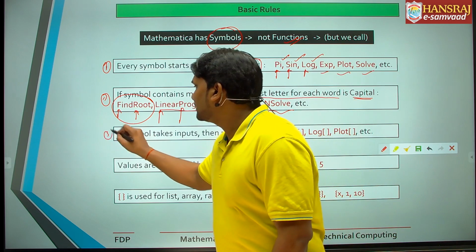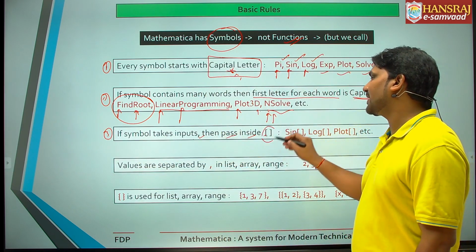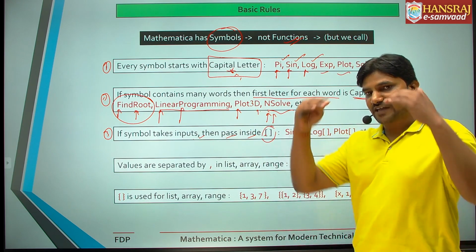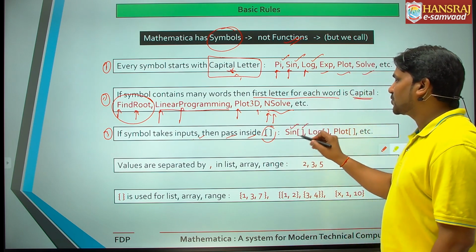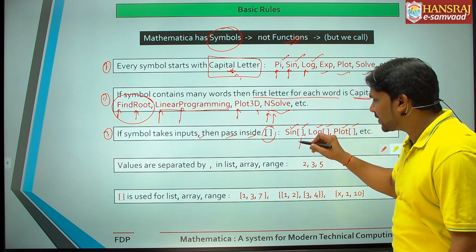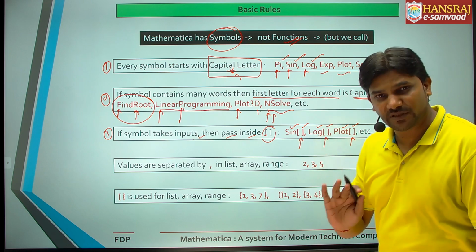And the third rule is, if a symbol takes inputs, then the pass is square brackets. Whenever you use a function or something that takes arguments, you need to write like this: Sin with square brackets, Log with square brackets, Plot with square brackets. In these square brackets you will give the values for that particular symbol or function.